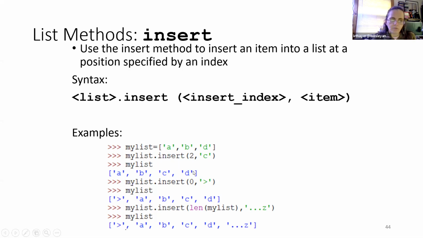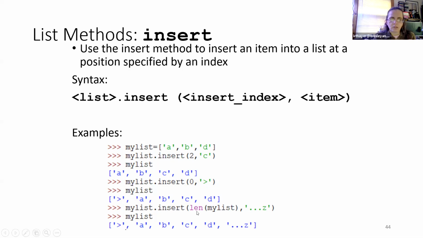So here's list ABCD, and at position 0, which is the beginning, we're going to insert the greater than sign. This is really useful if you do bioinformatics. This will convert your file into FASTA format. Ta-da, you can now do bioinformatics. So pre-processing automated. So here we go. We're going to insert the greater than sign, and here is a list with a greater than sign at the beginning.